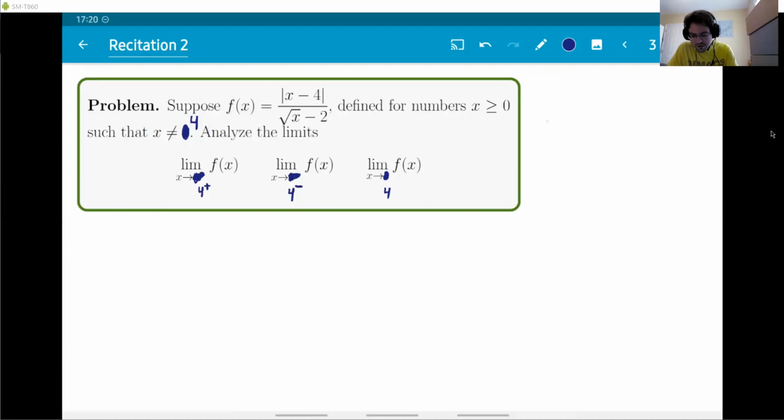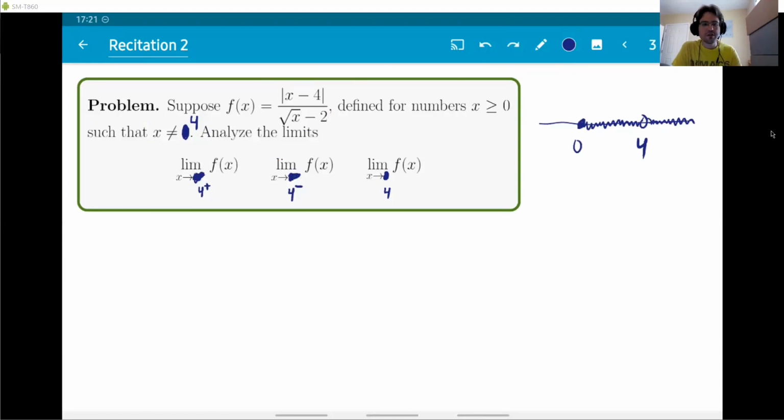But regardless, this function is defined around the number 4 on both sides. So it is defined not at the number 4, and also for numbers larger than or equal to 0. So it is defined in a whole interval around the number 4. That means you can talk about all these limits here, converging to 4 from the right, from the left, and just overall. The question is, analyze the limits. How do we do this?